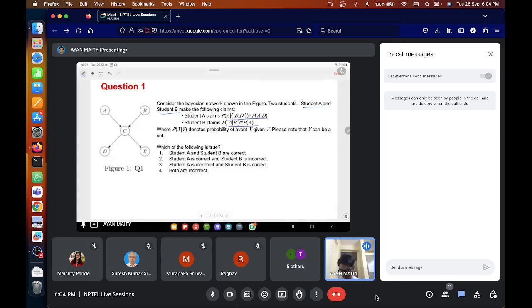Based on this Bayesian network, two claims are made by the two students. The first claim is that probability of A given B and D equals probability of A given D. The second claim is probability of A given B equals probability of A. Which of the following is true? There are 4 options. Option A: student A and student B both are right. Option B: student A is correct but student B is incorrect. Third option: student A is incorrect and student B is correct, and fourth option: both are incorrect.